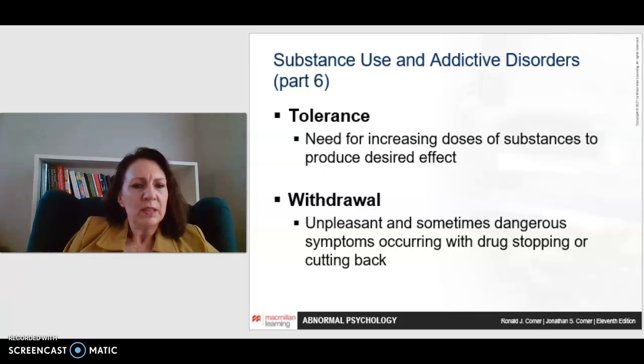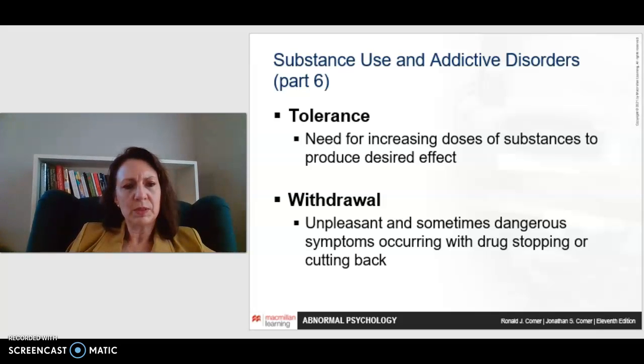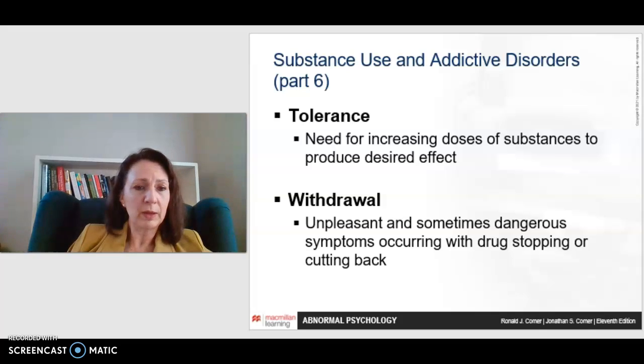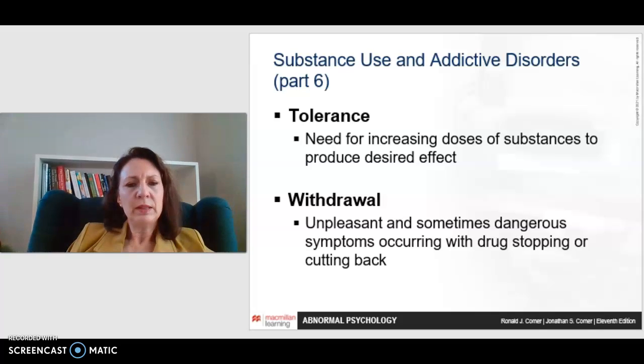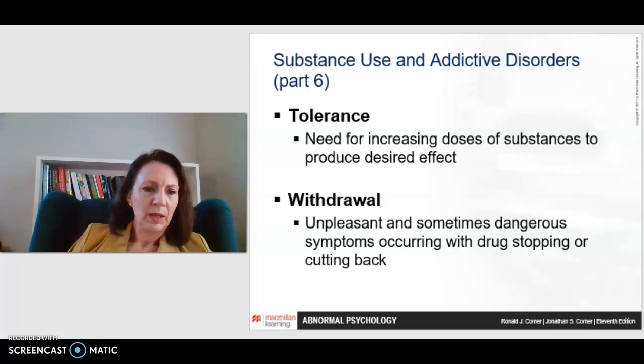And you could see that tolerance and withdrawal are the last two symptoms, and they are some of the most problematic ones, because when we take a substance and we get dependent on it, oftentimes we need increasing doses of the substance to produce the desired effect. And then withdrawal occurs when we cut back or stop the drug, and these are unpleasant and sometimes dangerous symptoms that cause people to want to take the drug more.